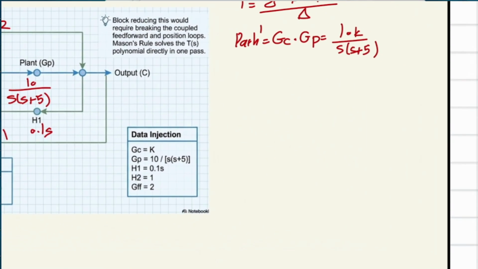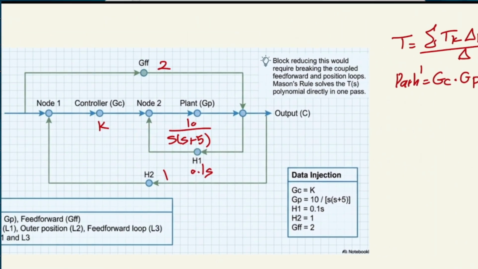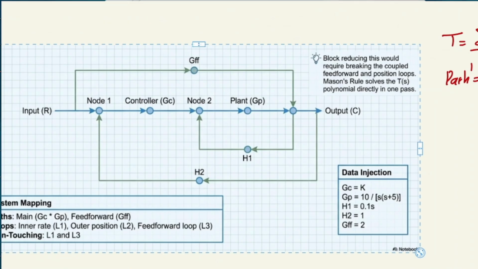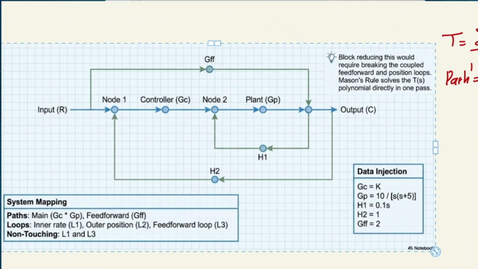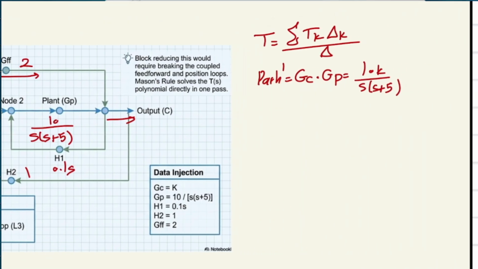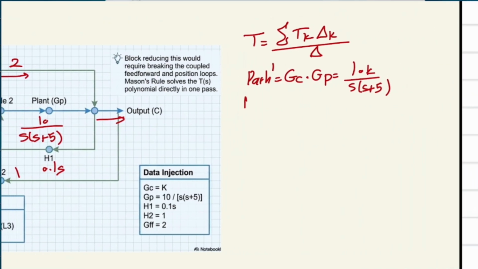Easy, right? So the second path is going to start from here, then over here, and it's going to finish over this side. So this is going to be my second path. Second path is so easy, because it only has one gain in the way, so it's just going to be 2 itself. Easy. So these are my two paths.